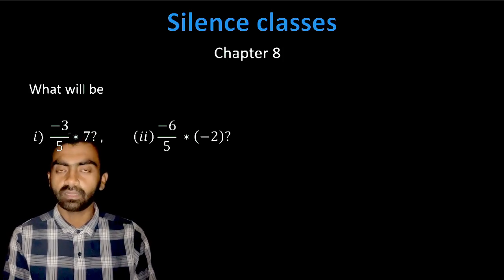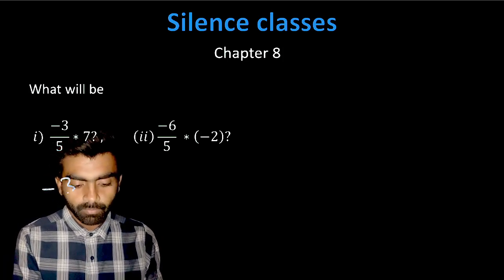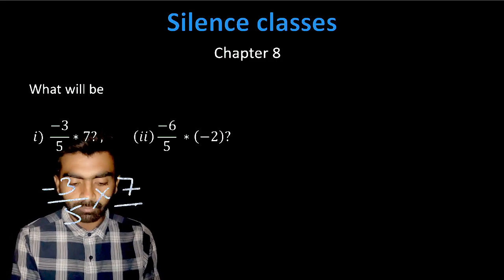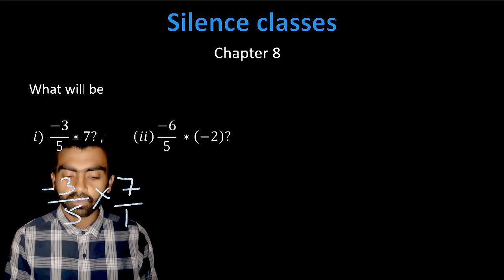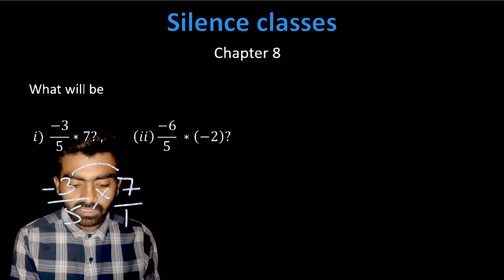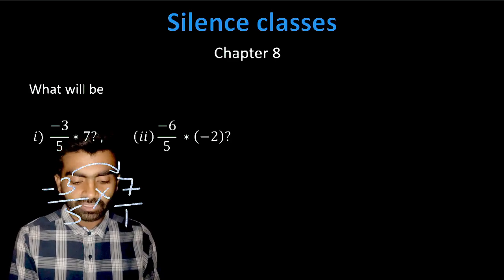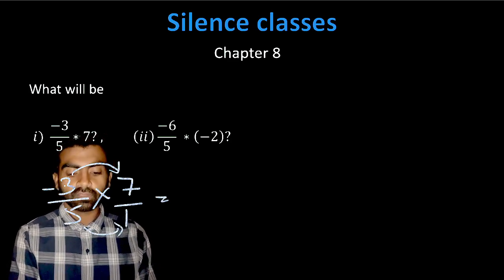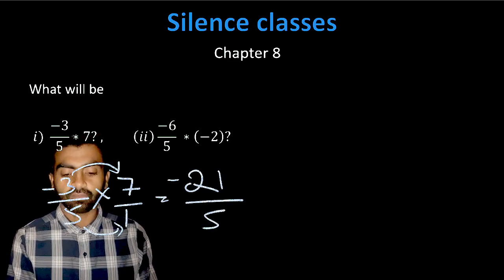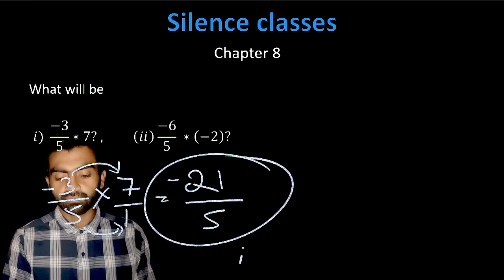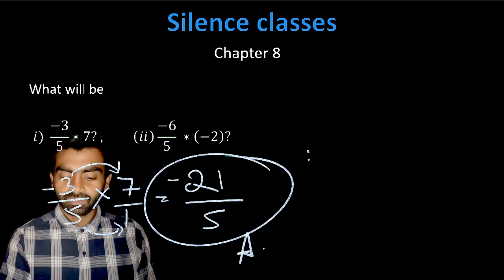Over here I'll tell you, minus 3 upon 5 multiplied by 7. We can write it down as 7 upon 1, in this particular manner. So what we have to do, we have to multiply the numerators and denominators. 7 3s are 21, means minus 21 upon 5 1s are 5. Minus 21 upon 5 is the answer. Okay, it is very easy.